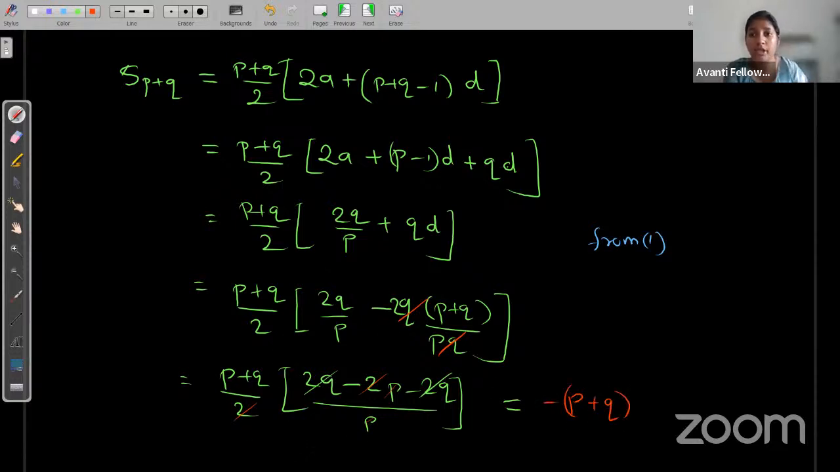This is just a simple computation over here. So what is the final answer we're going to get? We're going to get minus of (P plus Q). Okay, fine. So the sum of the first P plus Q terms will be what? Minus of (P plus Q). Is it clear to you all? Any doubt in this? If you have solved this homework question, please do cross-verify its answer, okay?